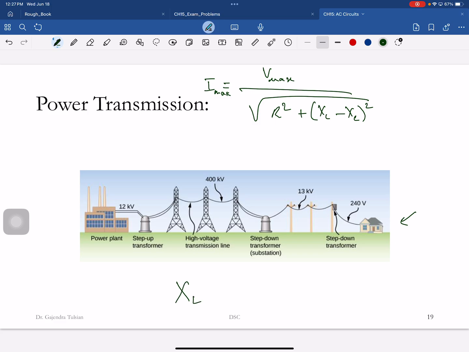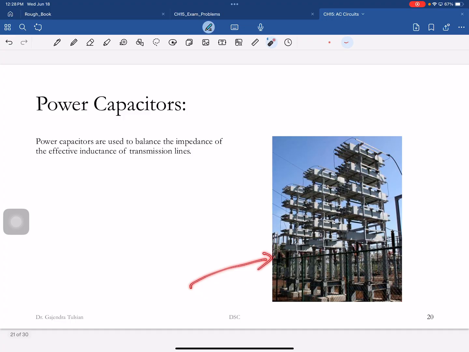Okay. So what is it that you want to do? Well, you want to add XC just before you get to the city, such that at that frequency, at 60 hertz, this is 0. And then maximum power is delivered to your city. And that's what these guys are doing. You see these outside all towns and stuff like that.